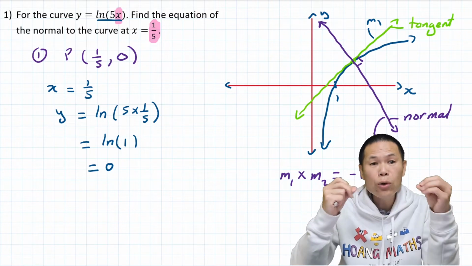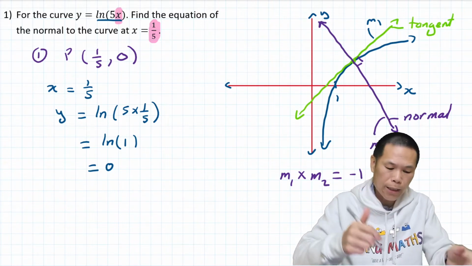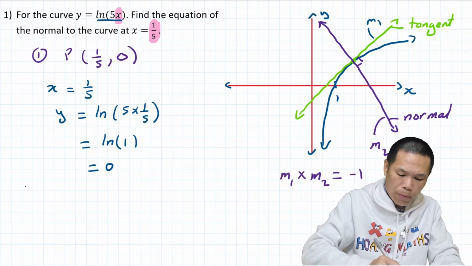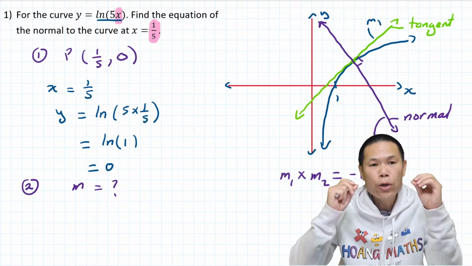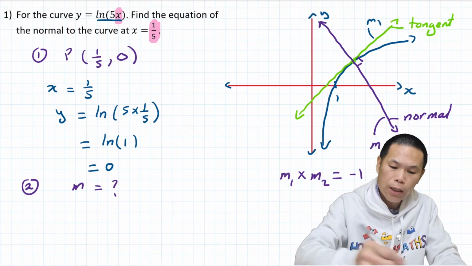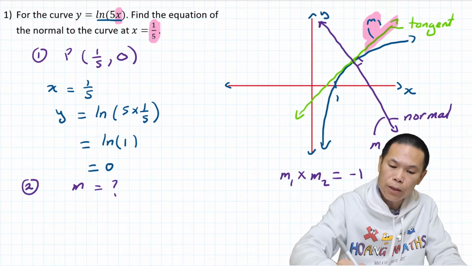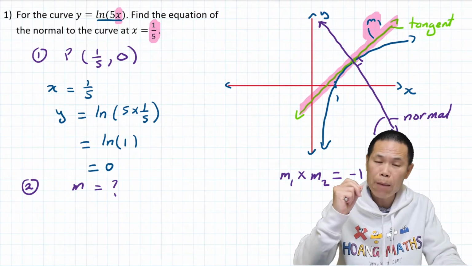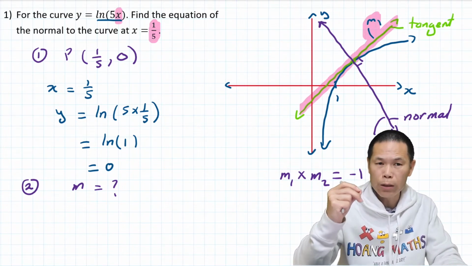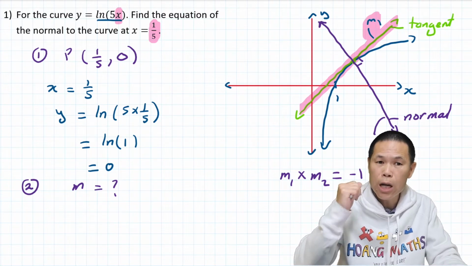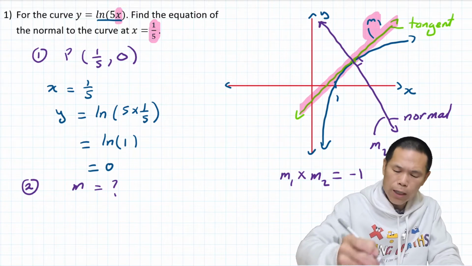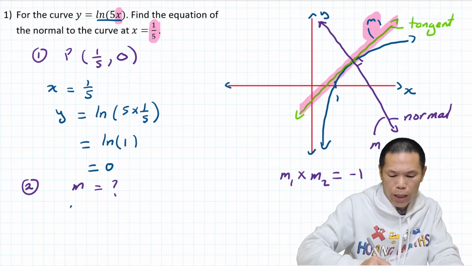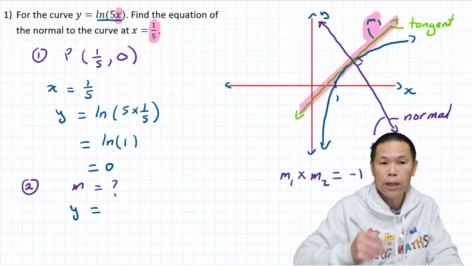Now what we need to do is find the gradient. That is step number 2. To find the gradient, we need to find the gradient of the tangent first. We need to find the gradient of this. And then we know that m1 times m2 is equal to -1, so we use that rule to work out the gradient of the normal. First of all, to find the gradient of the tangent, we differentiate the function first. Keep that in mind.